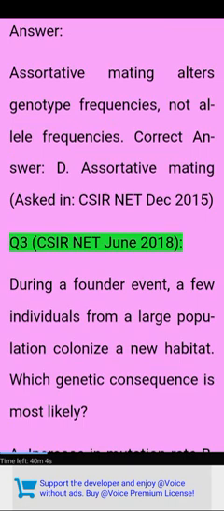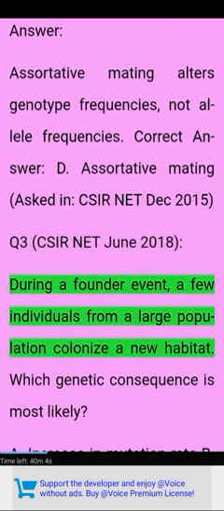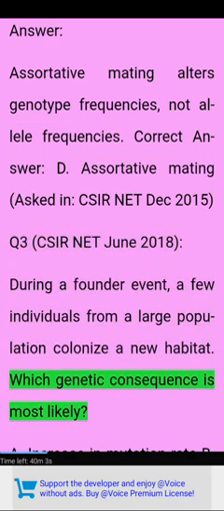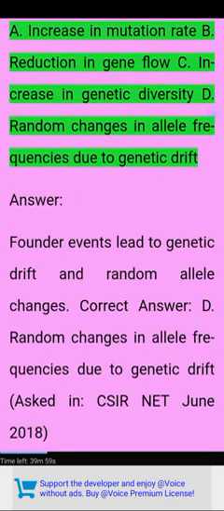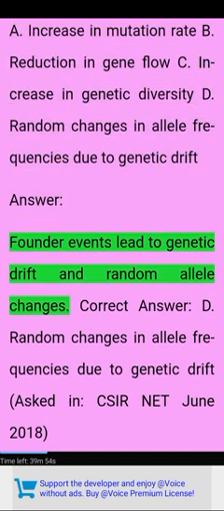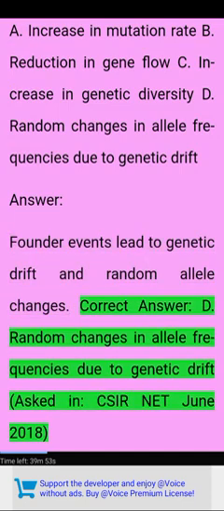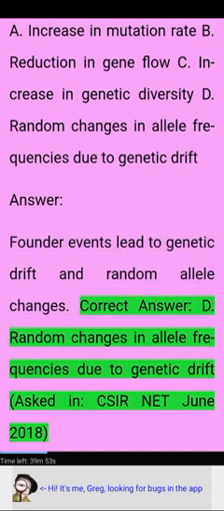Q3, CSIR NET June 2018. During a founder event, a few individuals from a large population colonize a new habitat. Which genetic consequence is most likely? A, increase in mutation rate; B, reduction in gene flow; C, increase in genetic diversity; D, random changes in allele frequencies due to genetic drift. Answer: founder events lead to genetic drift and random allele changes. Correct answer, D, random changes in allele frequencies due to genetic drift. Asked in CSIR NET June 2018.